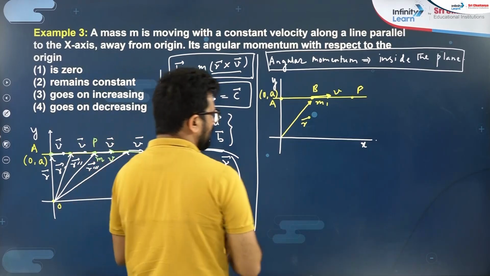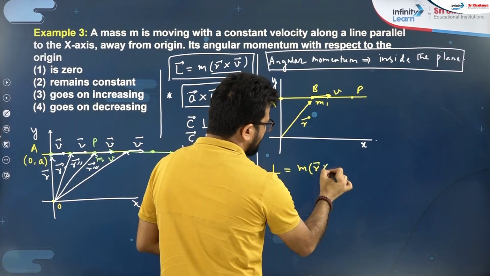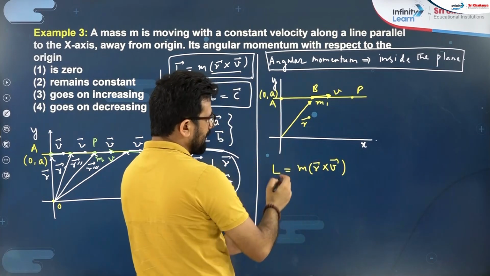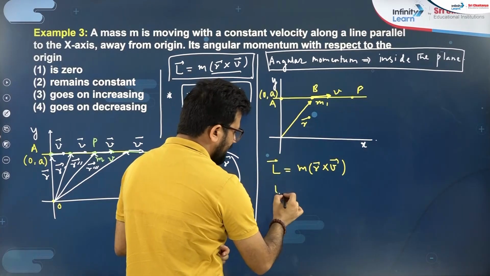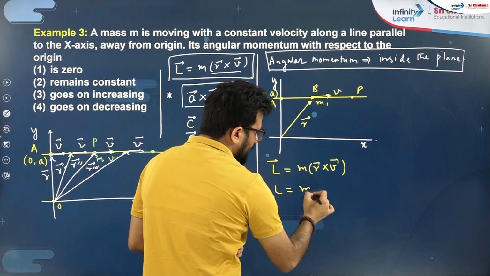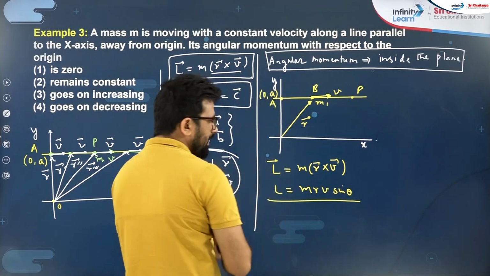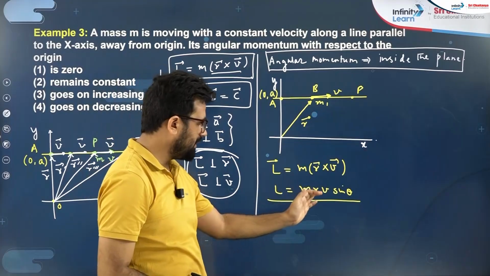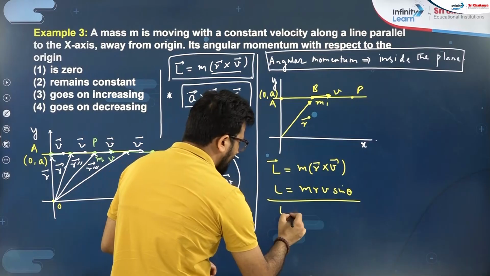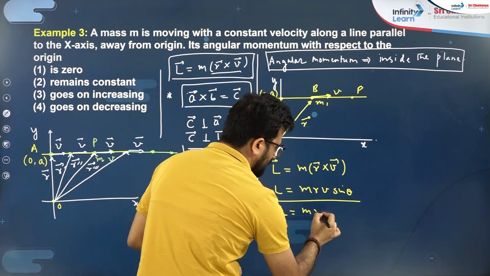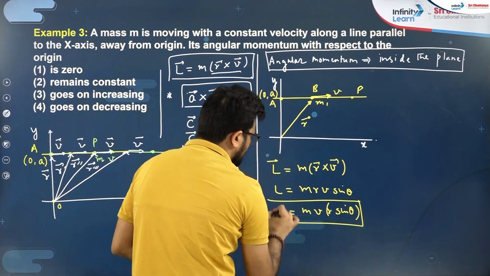now we have to write the angular momentum. Angular momentum is nothing else but M R cross V. We are not interested now in the direction, we already know that, so we are focusing on the magnitude. So we can say L is equal to M R V sine theta. Try to understand: M V R sine theta, or I can say L is equal to M V into R sine theta. I can write it like this.